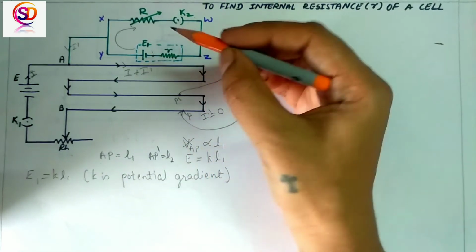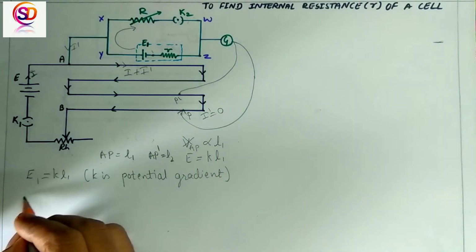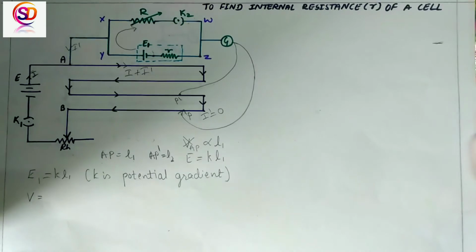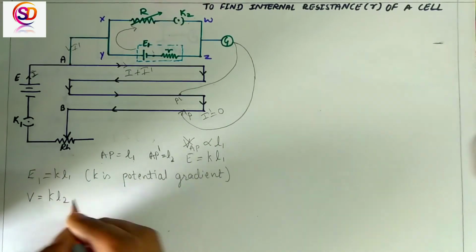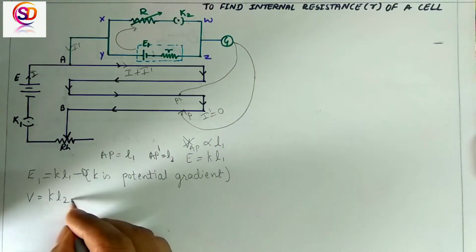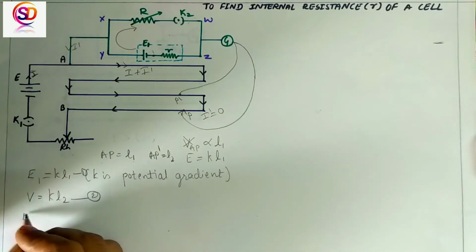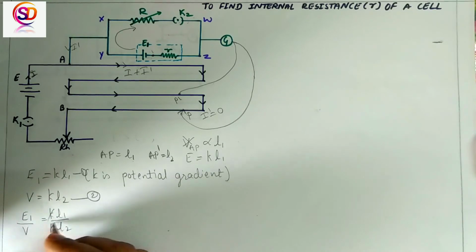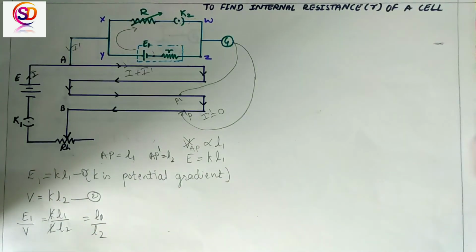So in this case, we are not considering E, we are going to consider V. This corresponds to the voltage between the null point and the A point. So V is equal to KL2. Call it 1 and call it 2. So if you divide 1 by 2, you will get L1 by L2, as K and K get cancelled.